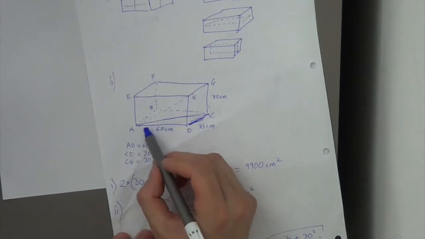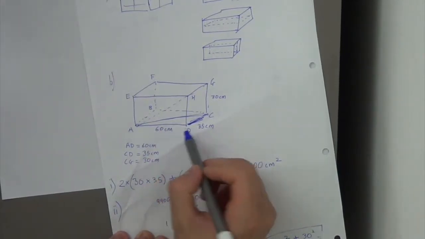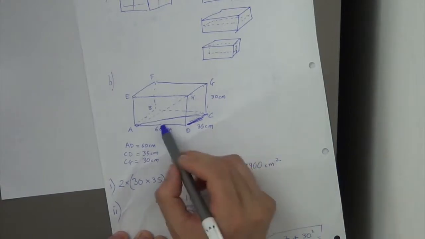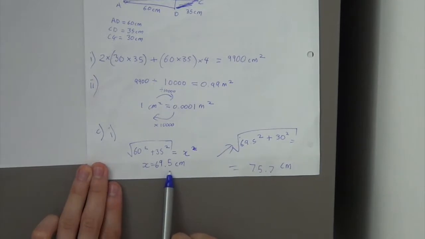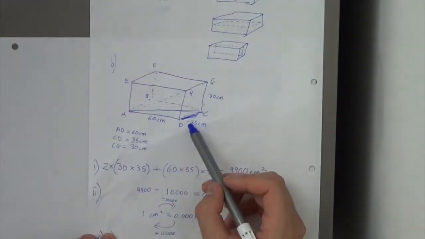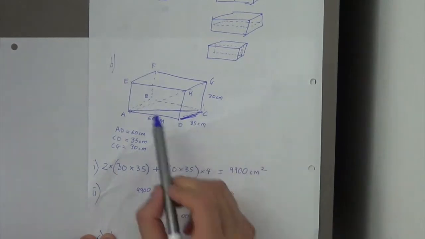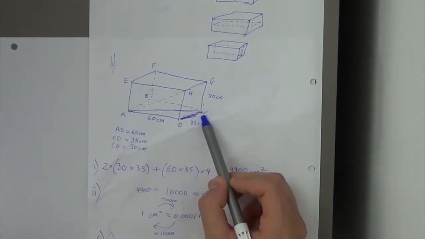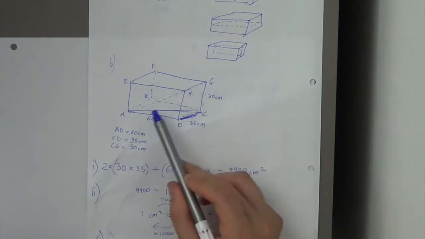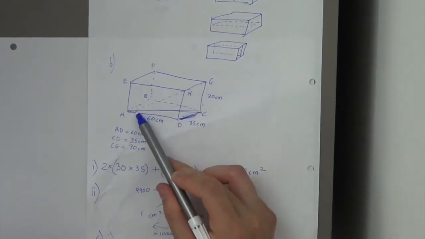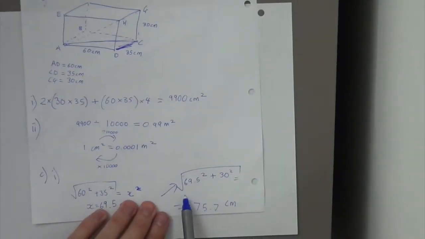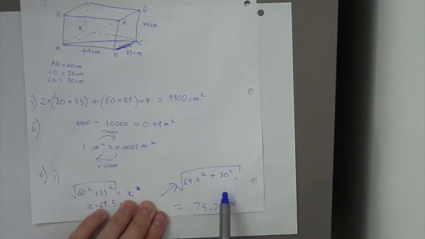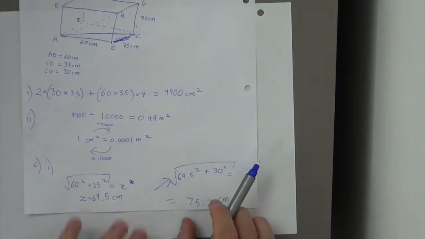Okay? But to work out length AC, I'm going to do 60 squared plus 35 squared, square rooted, which is this here. That gives me 69.5 centimeters. So this is 69.5 centimeters, this length here. Now I know that 69.5 centimeters, and I know this is 30 centimeters. I can add that squared plus this squared, square root that, and it will give me what I want in the question, AG. So that's what I've done. Done 69.5 squared plus 30 squared, square root that, gives me 75.7 centimeters, and that's 4 marks, okay?